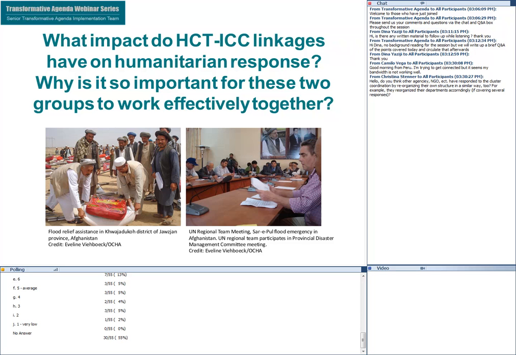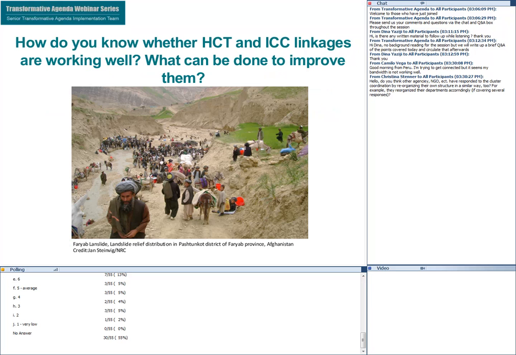Thanks very much, Cyril. I'd like to now go to William Shamali of the Danish Refugee Council and ask you, from an NGO perspective, what is the impact when the intercluster coordination group is not functioning as it should, or the HCT, or the two groups are not linked well together, for the operational agencies that are providing assistance on the ground? What's the impact when these two groups are not functioning as they ought to be?